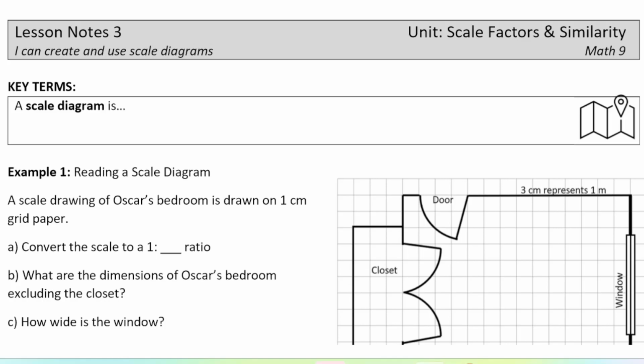Okay, so a scale drawing, or a scale diagram, is a two-dimensional drawing that represents an object, and it uses a scale to show how large the lengths are on the drawing compared to real life.